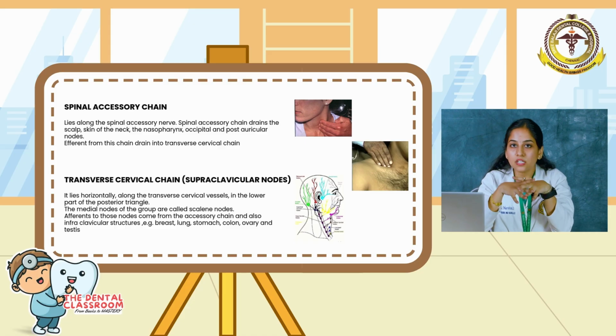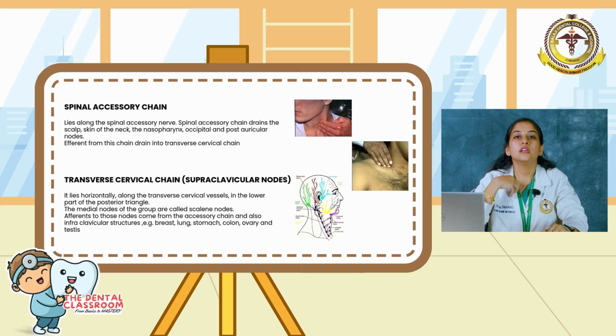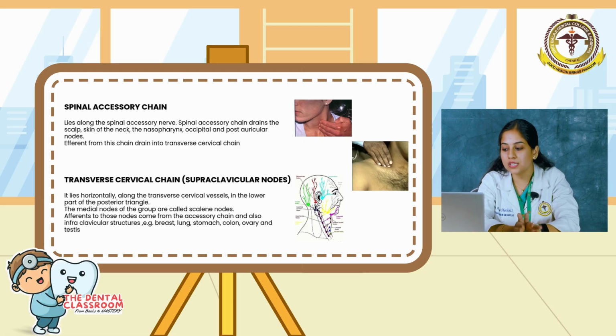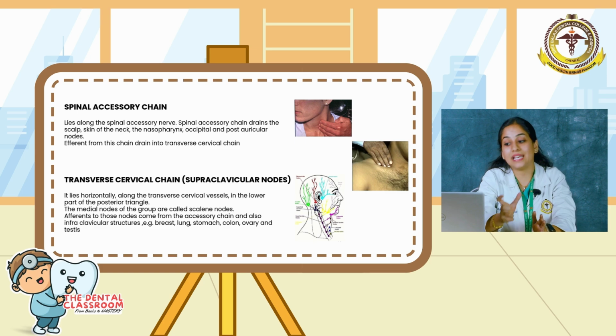When we are palpating for the transverse cervical chain, it lies horizontally along the transverse cervical vessels in the lower part of the posterior triangle. So we have seen that it is the last portion, the superior mediastinal portion, which is the region where we palpate for the transverse cervical chain. These medial nodes of the group are also called scalene nodes, which are important nodes. Usually we see the scalene nodes during surgical dissection.